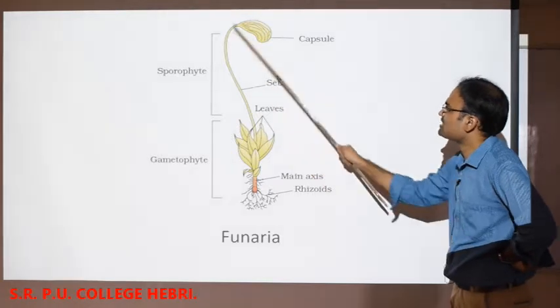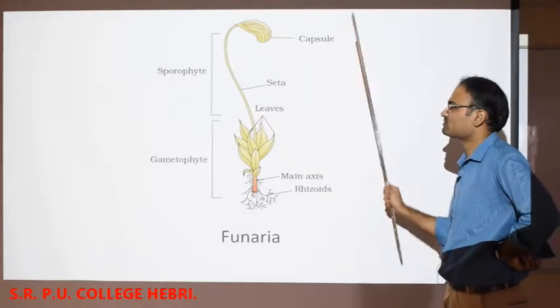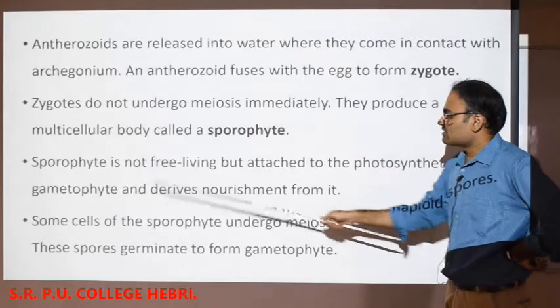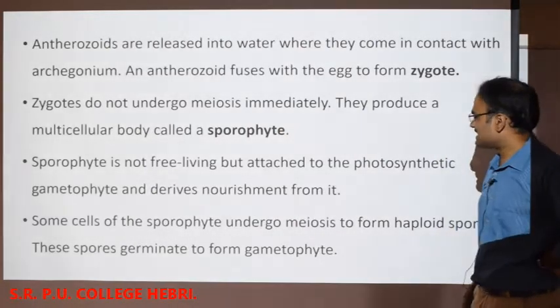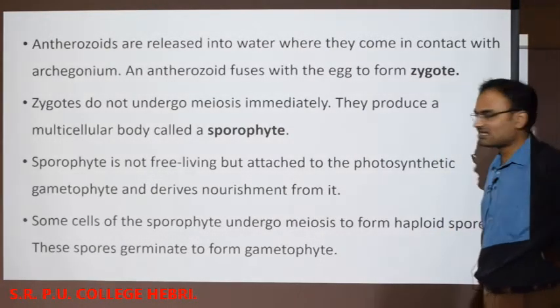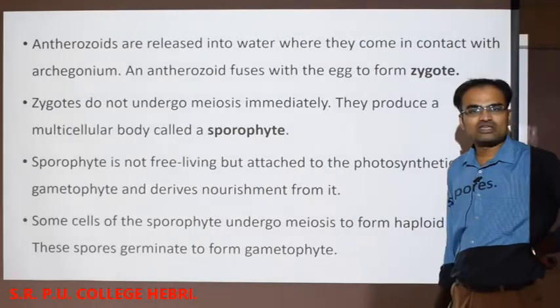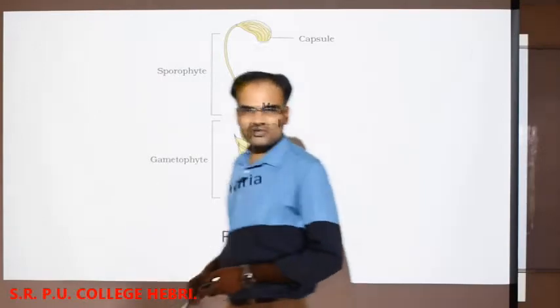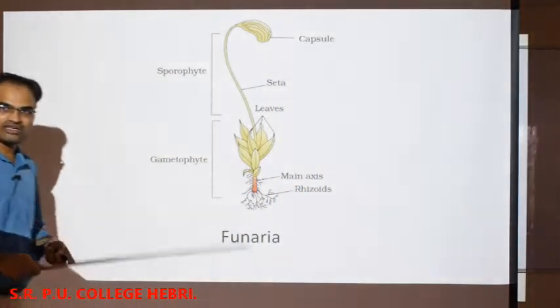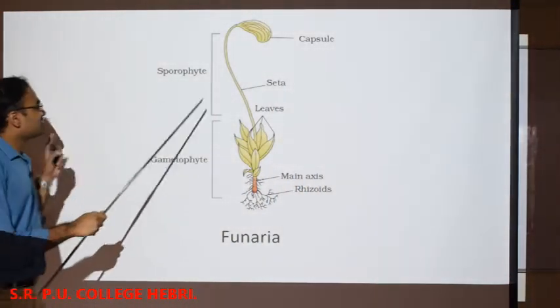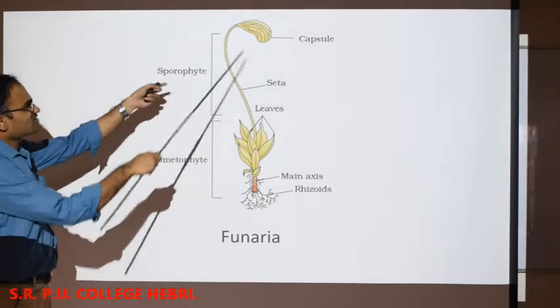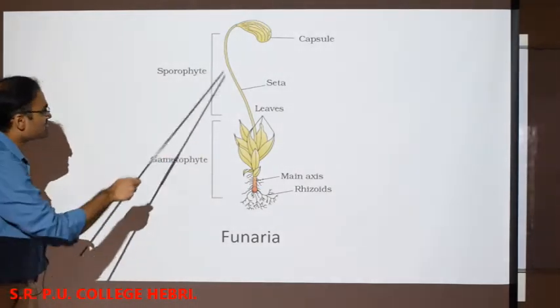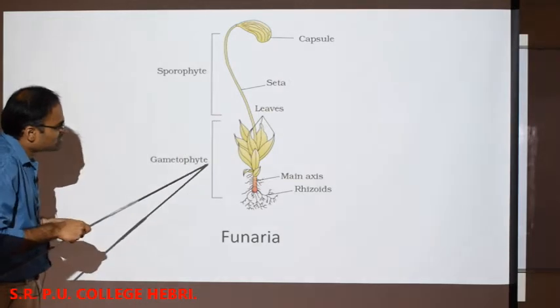Zygote is developed into a sporophyte. This is the sporophyte. The sporophyte is not free living but is attached to the photosynthetic gametophyte and derives nourishment from it. So as and when the sexual reproduction takes place, the zygote is formed in the gametophyte only, but the developed sporophyte is not independent in living. See, you can observe the sporophyte is attached to the gametophyte.